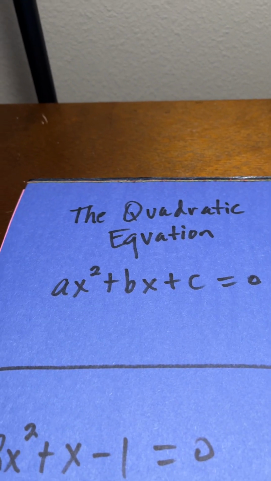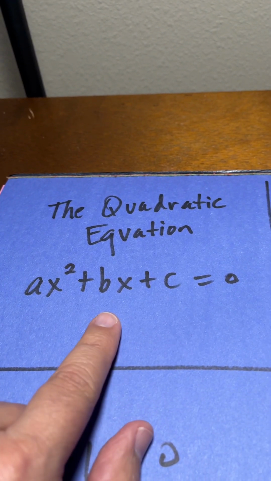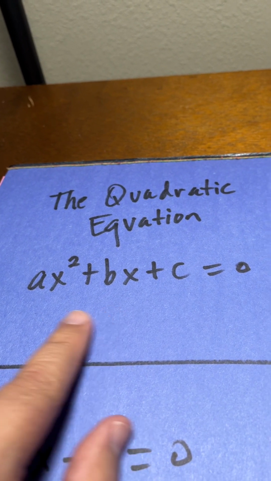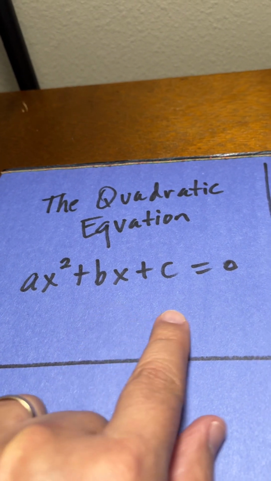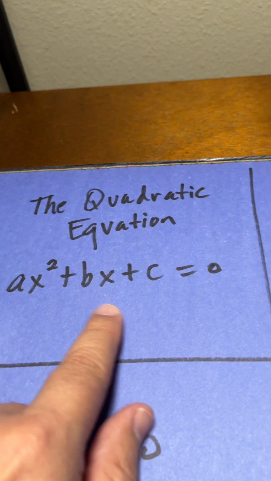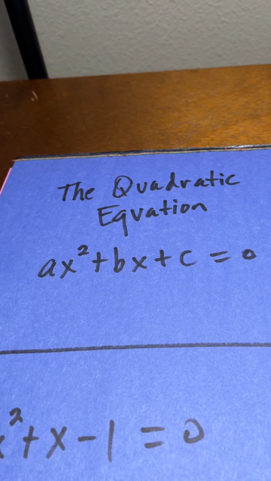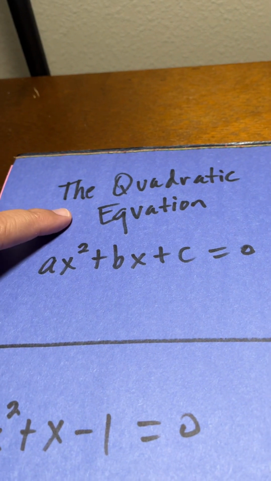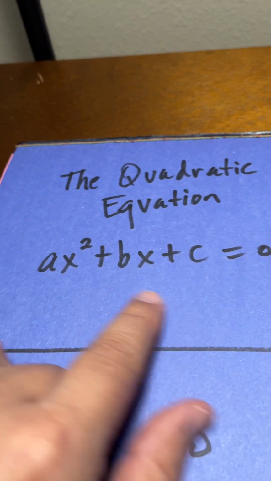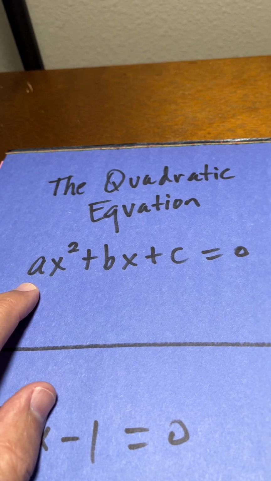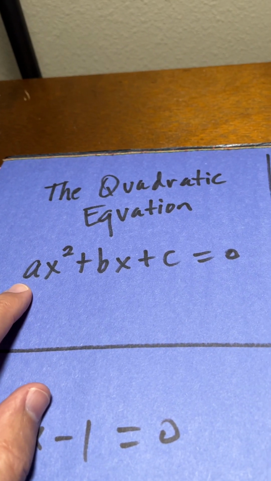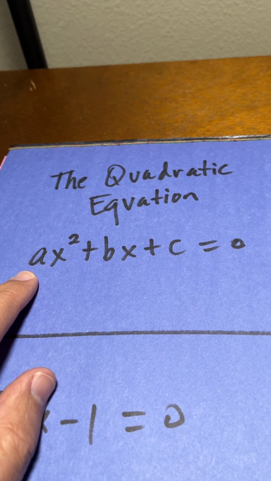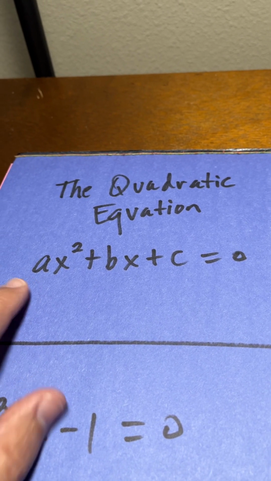Let's talk about the quadratic equation. This is called the quadratic equation, and it's in standard form: ax squared plus bx plus c equals 0. The a, b, and c would be numbers, any numbers, and a can't be 0 in order for this to be a quadratic equation. The b and c could be 0, but the a can't be 0, because if a was 0, this wouldn't be a quadratic, it would be a linear equation. So this is the quadratic equation.